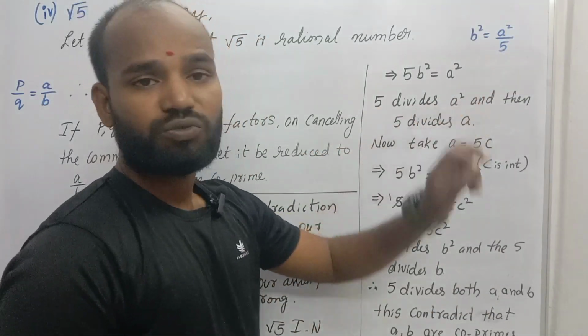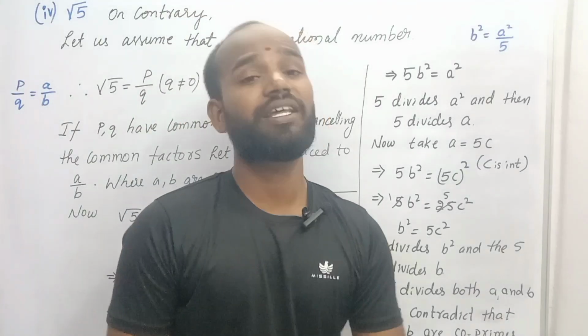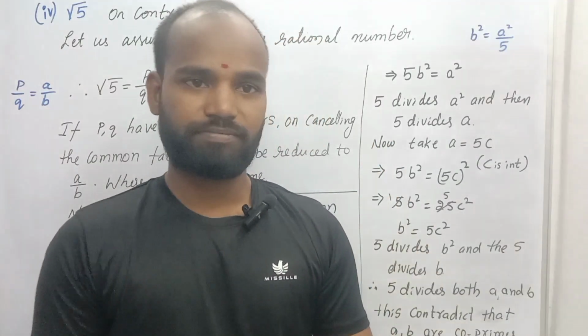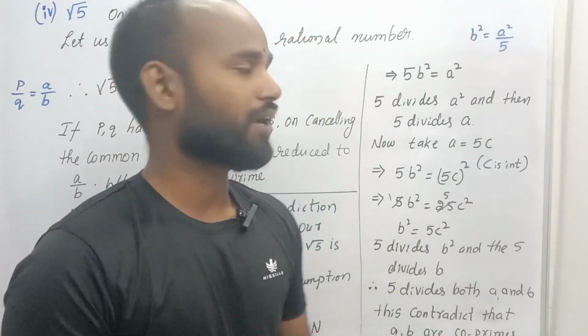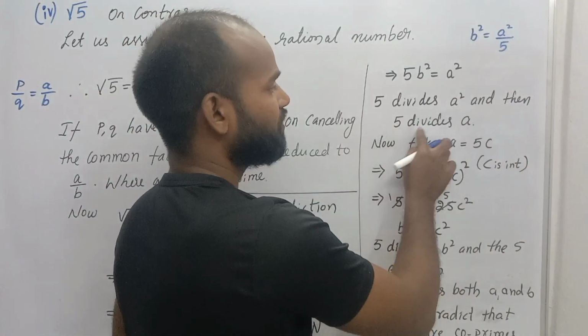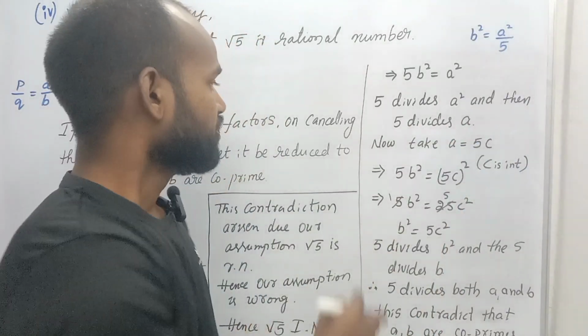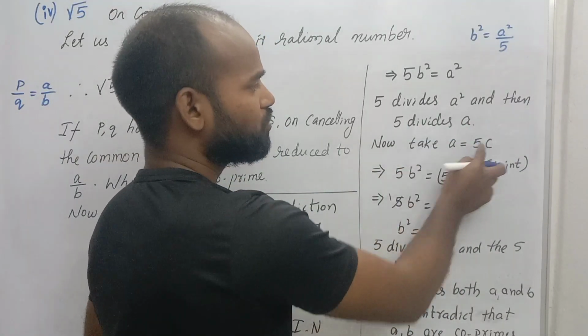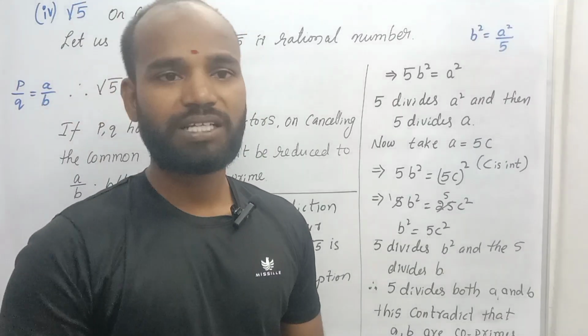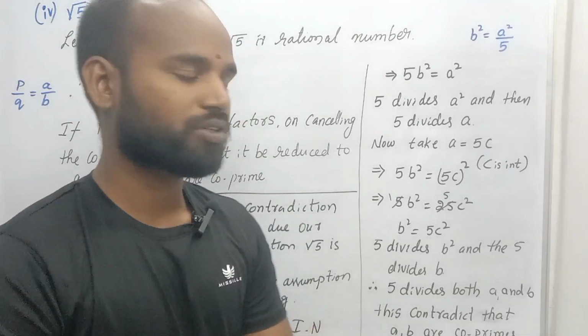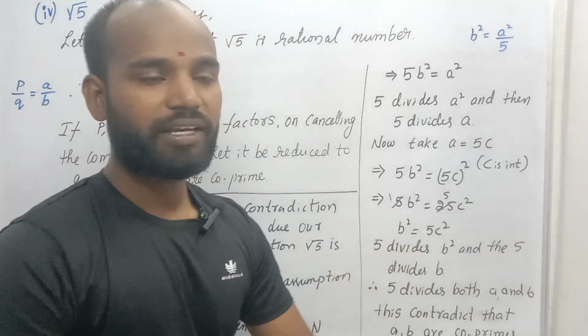5 divides a square. If 5 divides a square, then 5 also divides a. So a is also divisible by 5. Now take a equals 5c, where c is any integer.